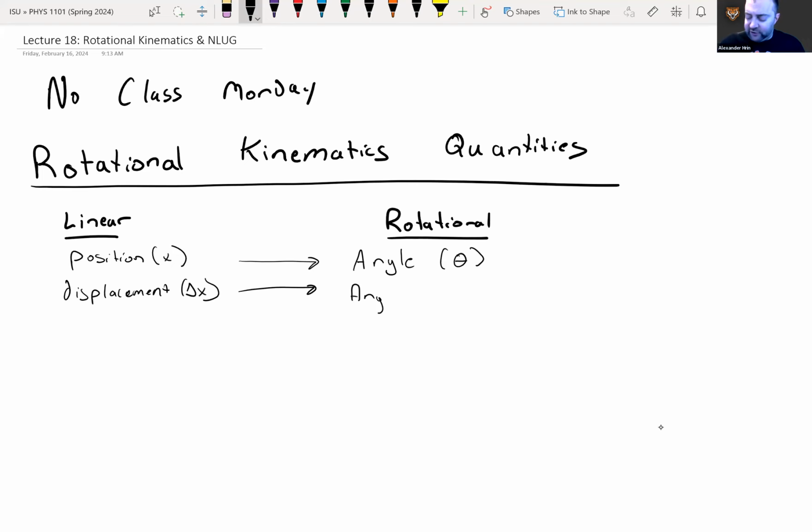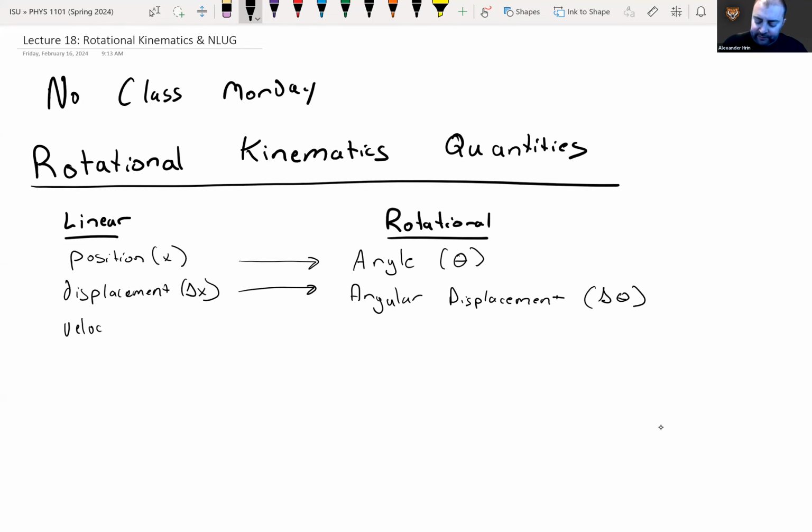For rotational we just call this angular displacement, and it turns out that all the quantities I'm going to introduce have the same name. They just have the word angular in front of them. So delta theta is how we'd represent that.